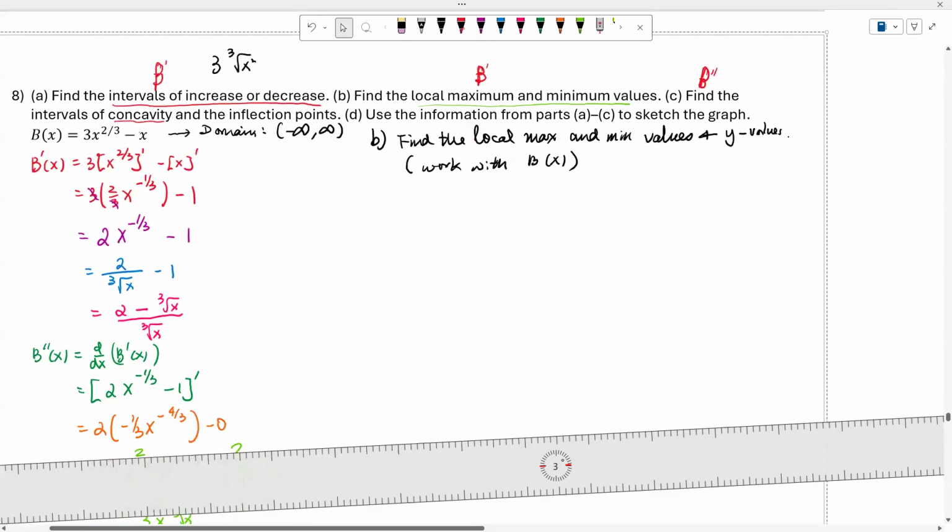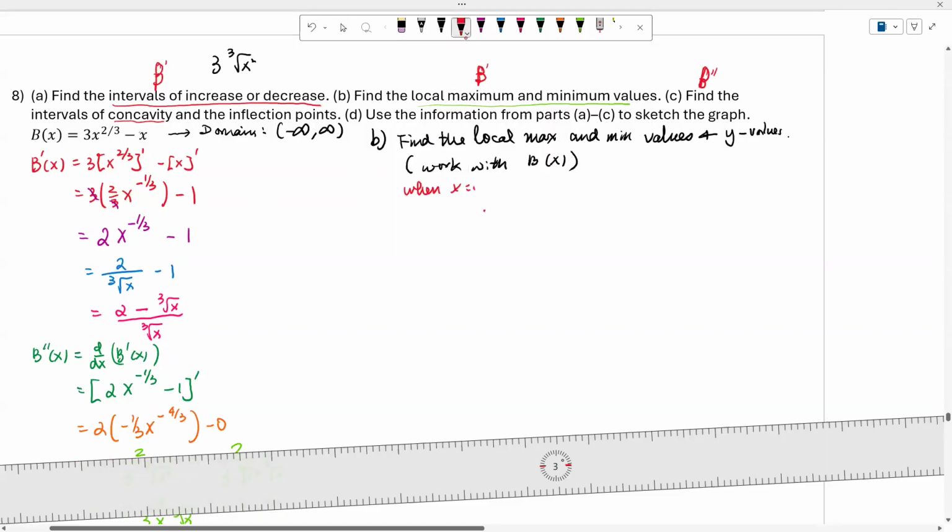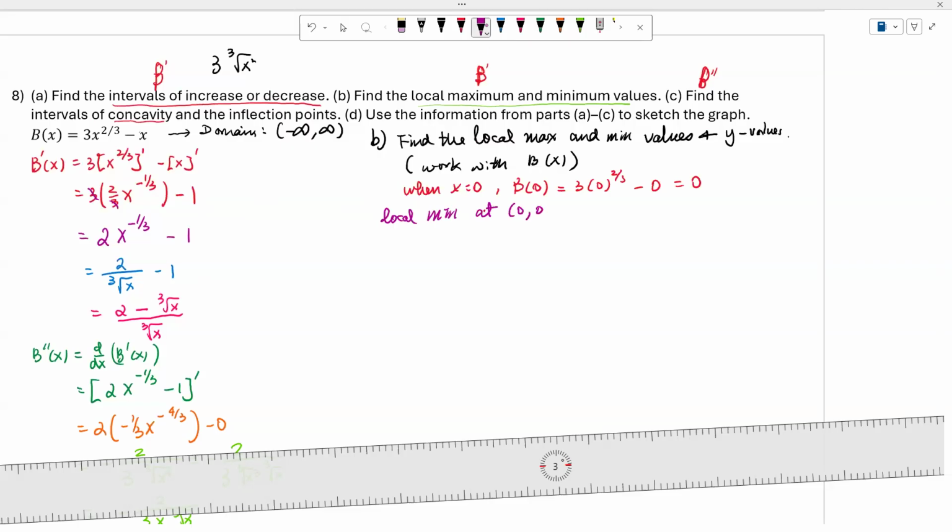So we could say that here, when x equal to 0, b of 0 is 3 times 0 to the 2/3 minus 0, which is 0. So then the local minimum is at (0, 0). So the minimum value is 0.